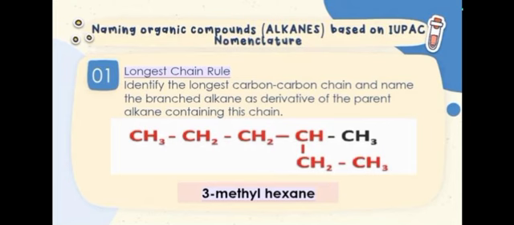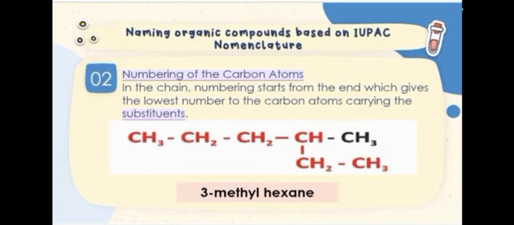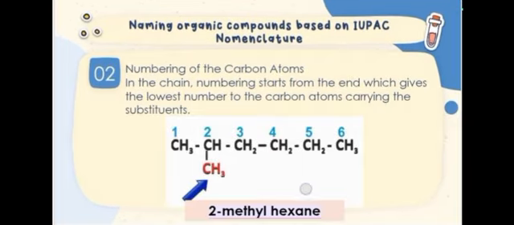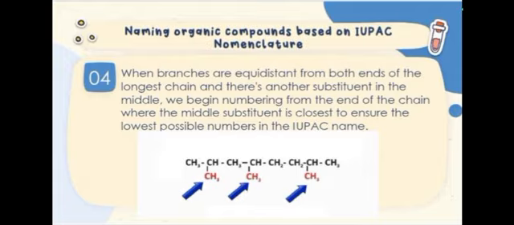Next we see the rules of nomenclature. Longest chain rule, numbering of the carbon atoms. When branches are at equal distance from both ends of the longest chain and there is another substituent in the middle, we begin numbering from the end of the chain where the middle substituent is closest, to ensure the lowest possible number in the IUPAC name.